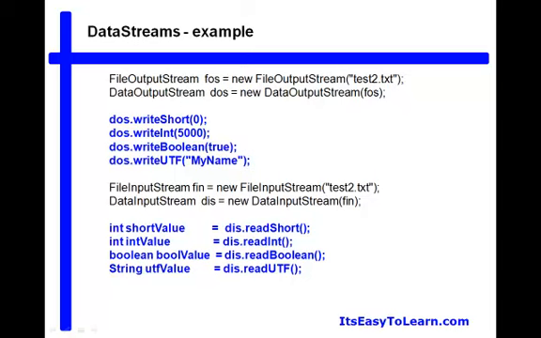In this example here, we have the file output stream and the file input stream, and they are decorated by the data output stream and the data input stream. For example, if you want to write a short value, you should say write short. If you want to write an int value, say write int. And if you want to write a boolean value, say write boolean. If you want to write a string, use write UTF. The corresponding methods on the read are read short, read int, read boolean, and read UTF. The different read primitive methods are available on the data streams. The data input stream for read, the data output stream for write.